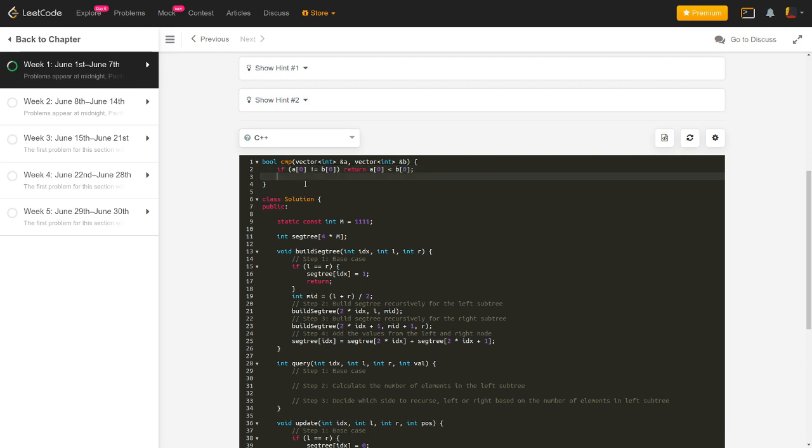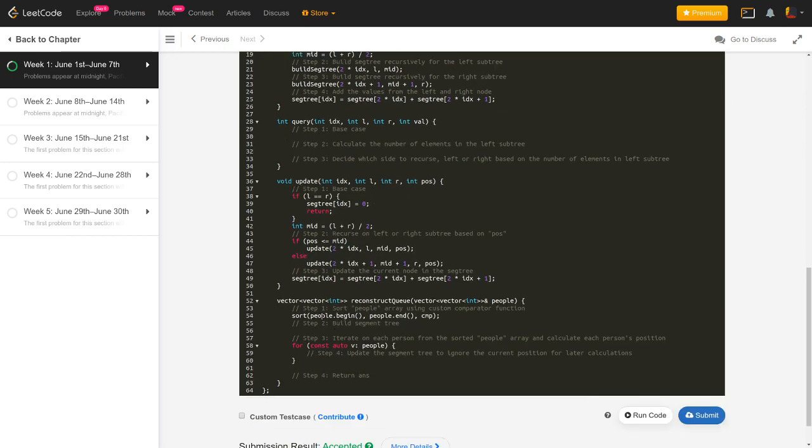Okay, but if in case that's not the thing, like if a of 0 is equal to b of 0, so I just return a of 1 is greater than b of 1, because that's what we want. We want that if in case the first value is equal, I want the one which is having the higher second value to go first in the sorted order. Okay, so this is how I can just write my compare function, and I can just call this sort on the people array using this compare function.